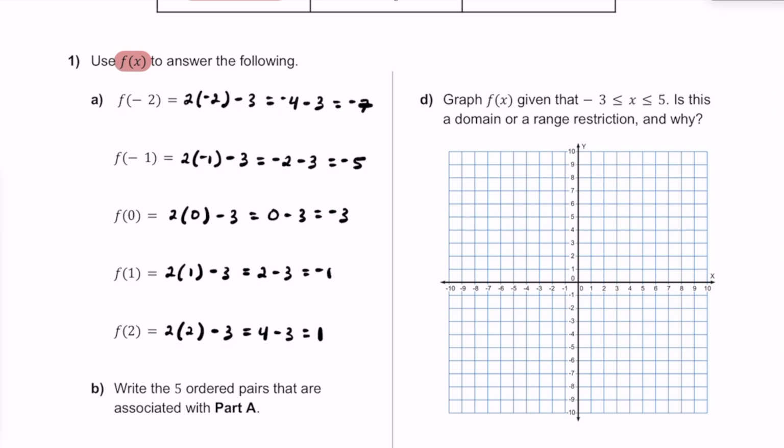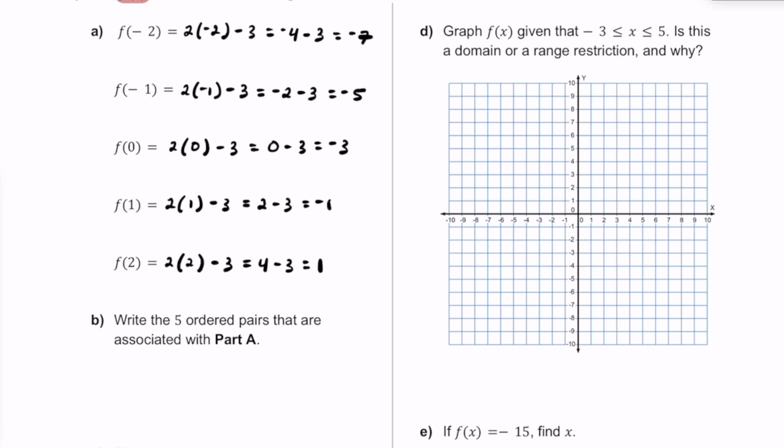Now keep in mind that when you look at an ordered pair here, this is an x value and this is essentially the y value, right? So for each of these ordered pairs, we basically found them in part A. So we can say that -2, -7 is our first ordered pair. Then we had f of -1 was equal to -5. That's a second ordered pair. Third one was f of 0 was equal to -3. That's another ordered pair. Then we have f of 1 is equal to -1. And then finally we have f of 2 is equal to +1. So there are 5 ordered pairs that we found out from part A there.